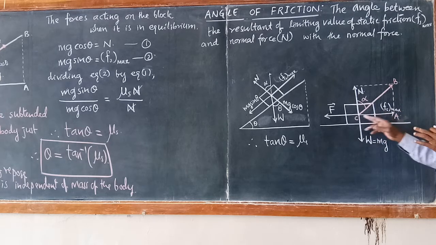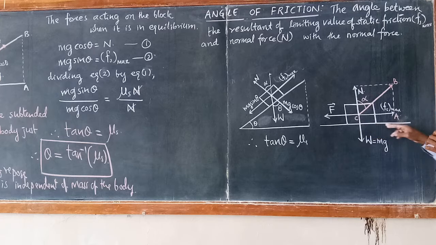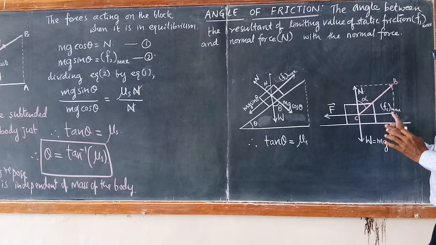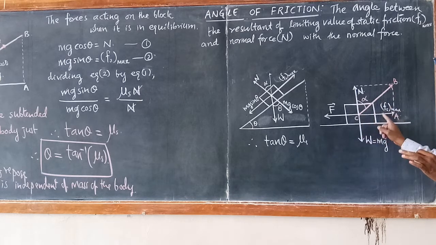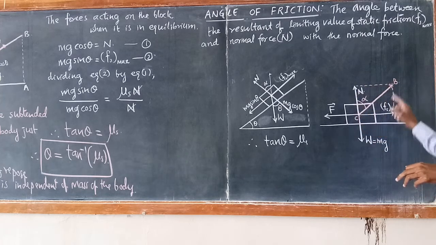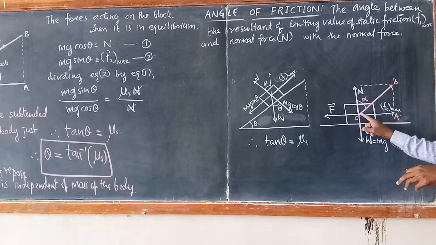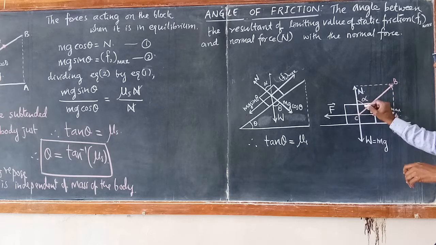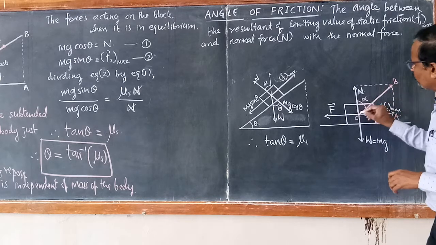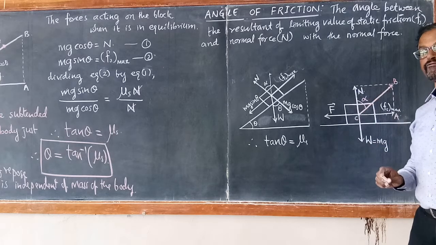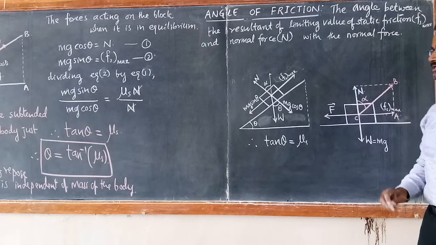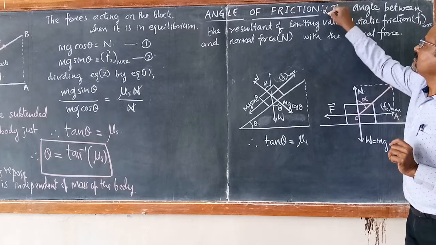I have shown with respect to a reference point C here. Actually it is acting between the surfaces which are in contact. So this is Fs max and this is the normal reaction. The resultant of Fs max and normal reaction is this CB. Using the vector diagram I have found the resultant of the Fs max vector and the normal force vector. CB becomes the resultant. The angle subtended between the resultant and the normal force is called the angle of friction. This is denoted by alpha.